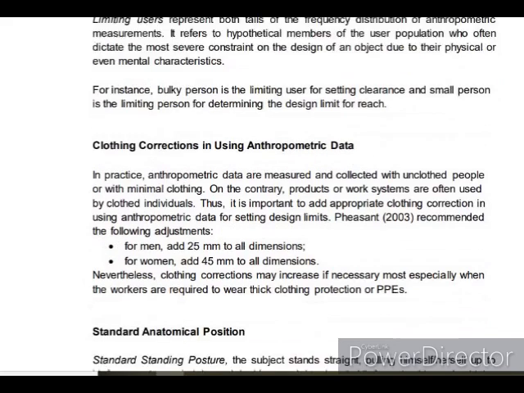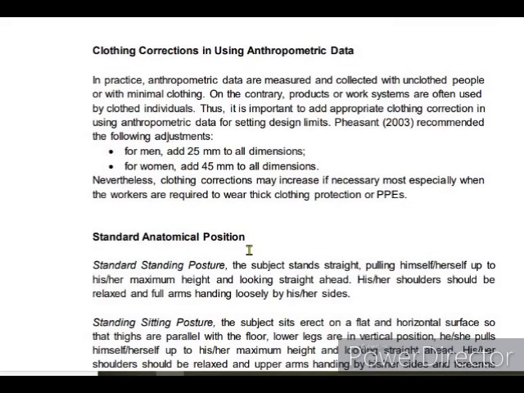Next, plotting corrections and using anthropometric data. In practice, anthropometric data are measured and collected with unclothed people or with minimal clothing. So when we are getting the anthropometric measurements, those clothes should be taken away to avoid distortion. On the contrary, products or work systems are often used by clothed individuals. Thus, it is important to add appropriate clothing correction when using anthropometric data for setting design limits.